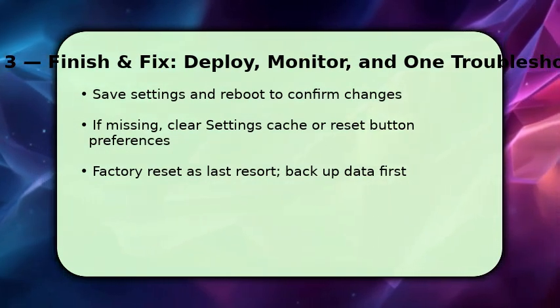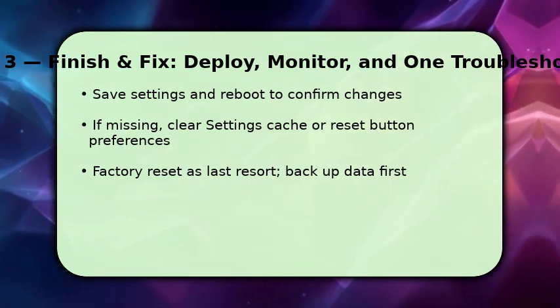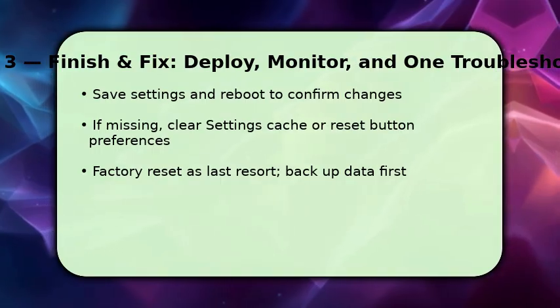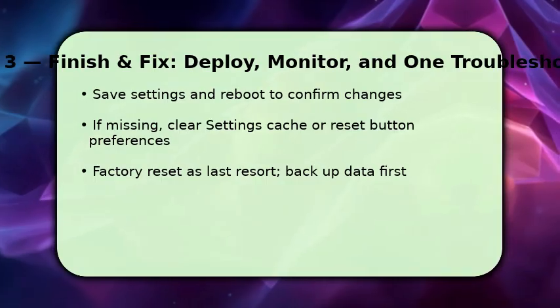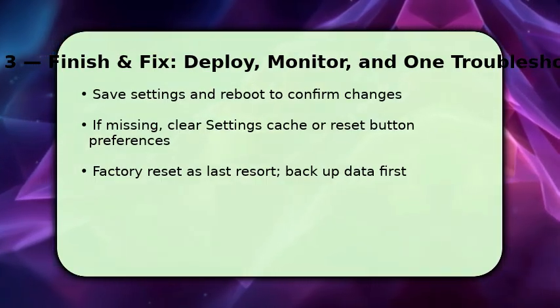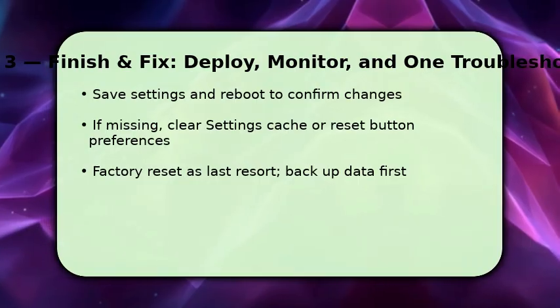If the shutdown option is still missing, clear the Settings app cache or reset button preferences in System Settings because stale cache can prevent UI updates. If problems persist, back up your data and consider a factory reset only as a last resort, since that restores default button behavior.